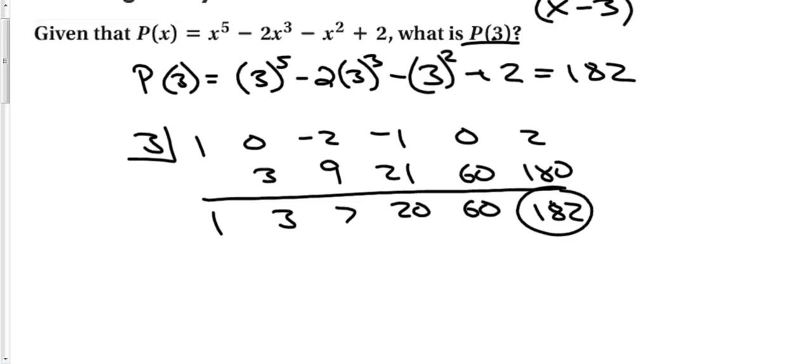It's slightly easier to work through a synthetic division problem than it is to figure out what 3 to the 5th is, unless you happen to have a calculator. But there's also a lot of places to make mistakes with the signs, especially if you have a negative that you're trying to square or do something like that. So it definitely is easier.